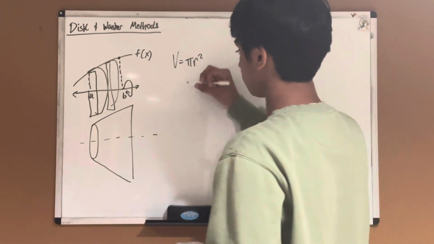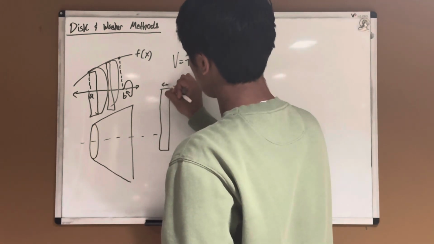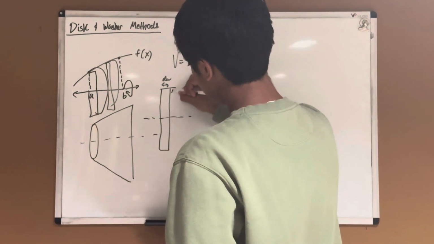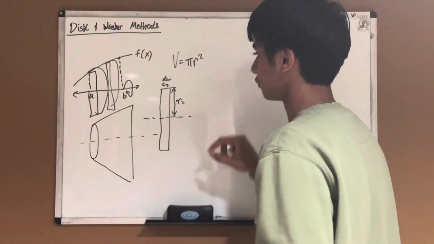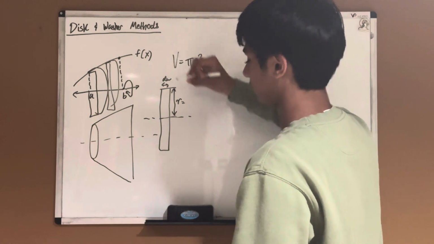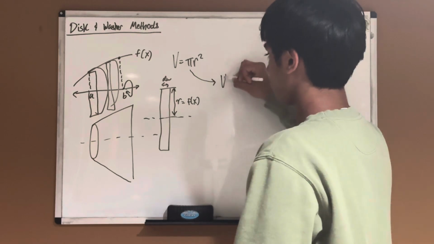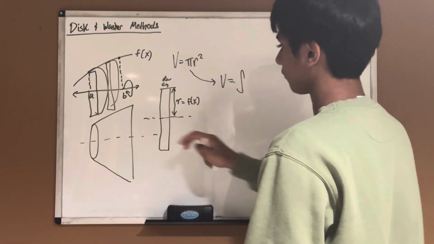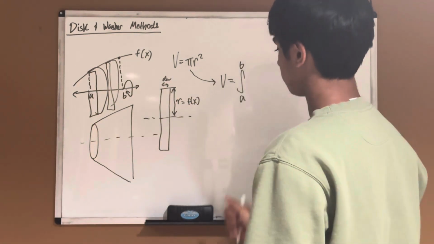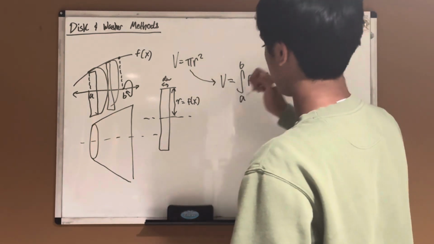So based on this formula, what we have to do is integrate. We have a cylinder with width dx, because we're taking an infinite amount of cylinders. The radius of the cylinder is equal to the distance from the axis to the point, which in this case is just f of x. So the volume of the solid of revolution is the integral from A to B, because we're taking the cylinders from A to B, of r squared, so f of x squared dx, and we have to have the pi there, like so.